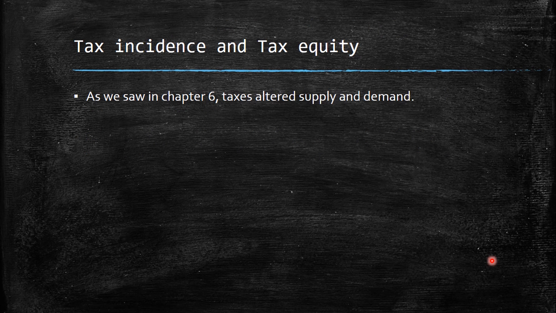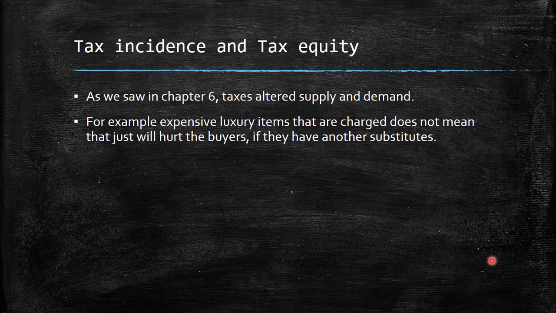Here we have the tax incidence and tax equity. As we saw in chapter 6, taxes alter supply and demand, as we said in the introduction. So it's important to have some scheme that may apply in normal life. Let's say a tax on expensive clothing, in this case jackets. When we have that, we say, okay, let's put a higher tax, and the people that have money won't care, so they can pay more.